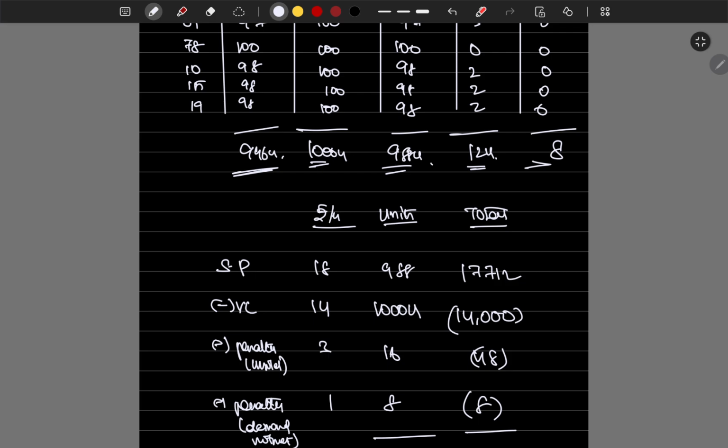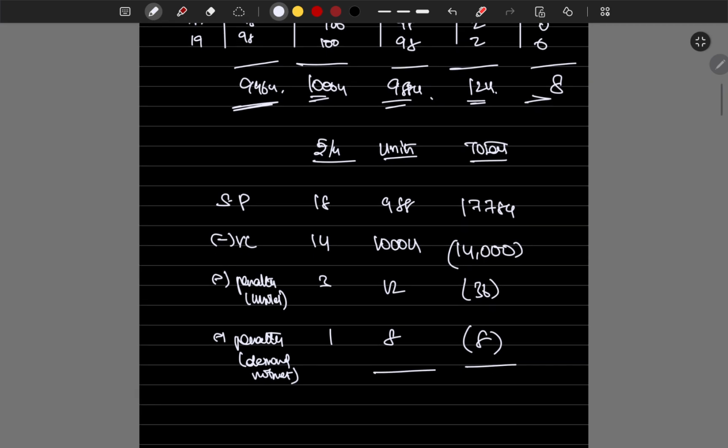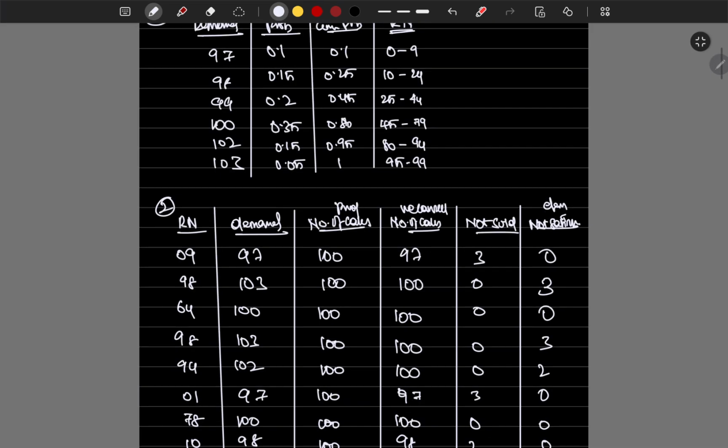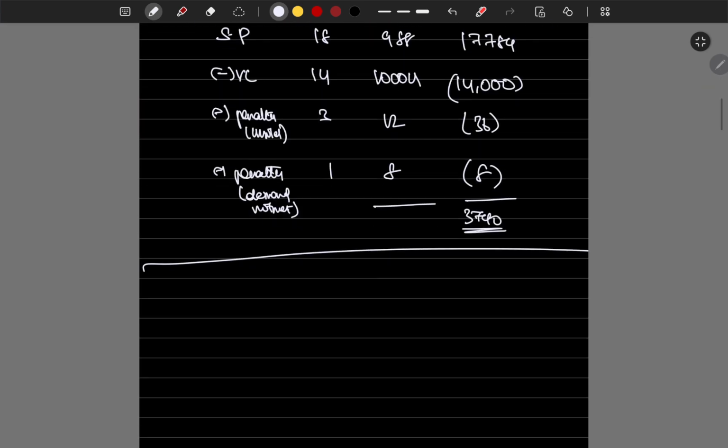18 into 988, which is 17,784. Okay, then 12 units, which is 36. Then 8 units. Total this up: 17,784 minus 14,000 minus 36 minus 8, which is 3,740, is the answer. We got it. Okay, now this is it. We'll go to the next problem.